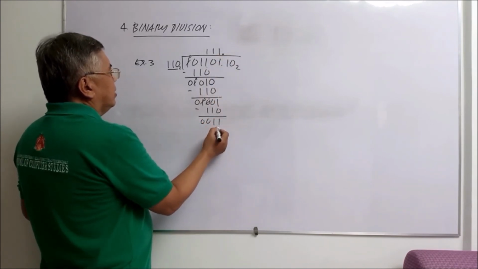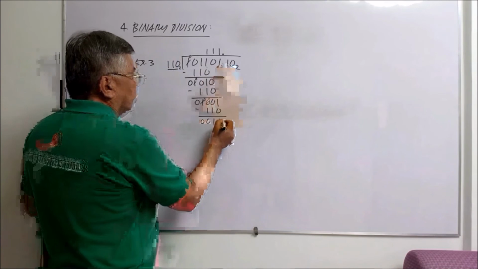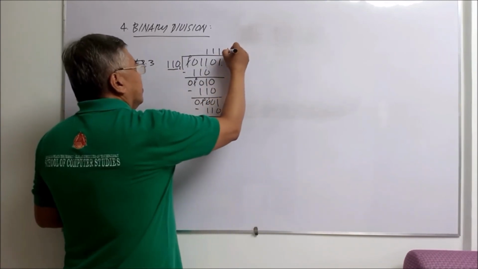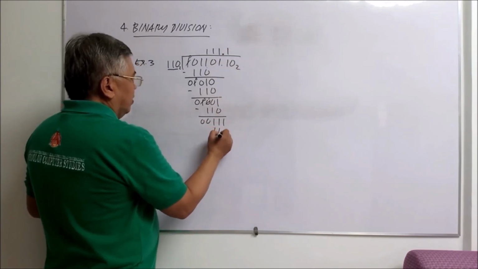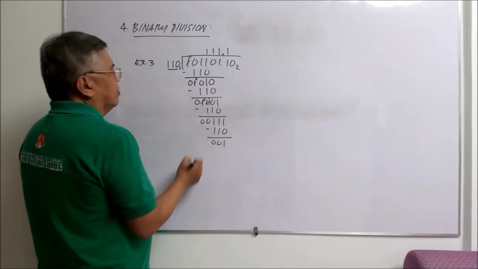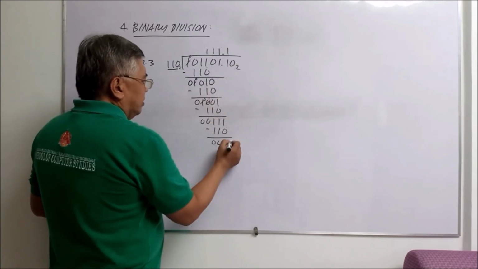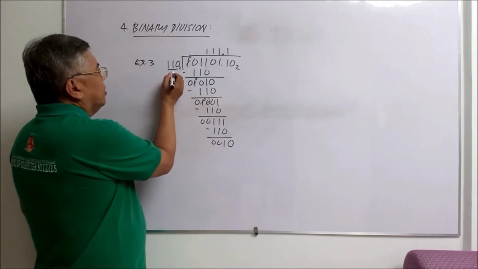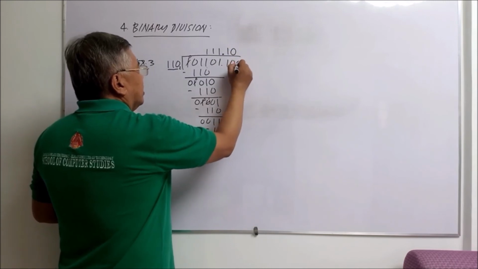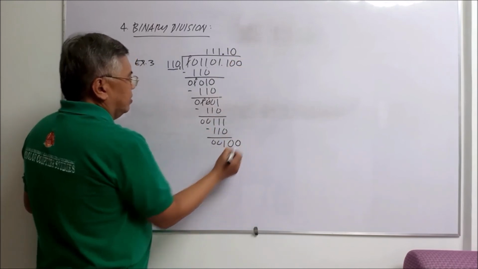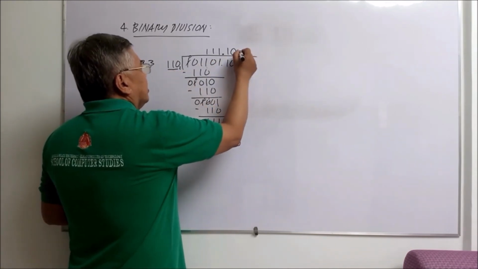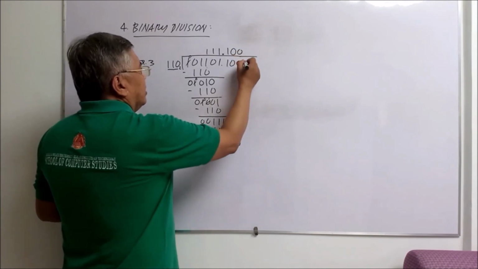Now, since 1 is less than 110, bring down 1. So, 111 is greater than 110. So, you have here 1 again. So, you have 110. Subtract. So, you have 100. Then, bring down 0. 10 is less than 110. So, this is therefore 0. Then, you add 0. Bring down 0. And 100 again is less than 110. So, that means that this is 0. And then, you add another 0.